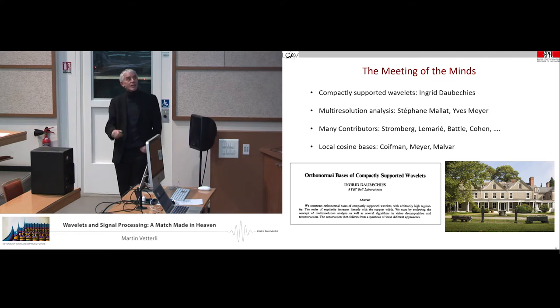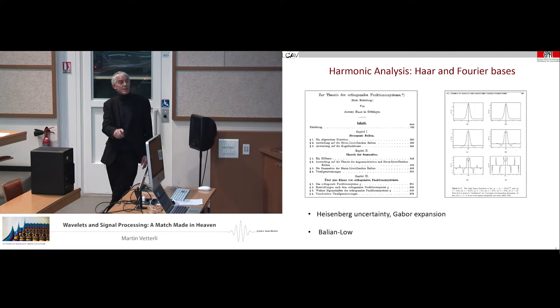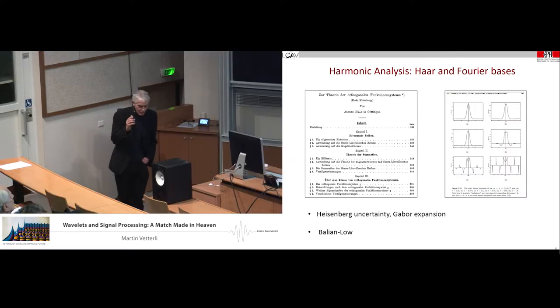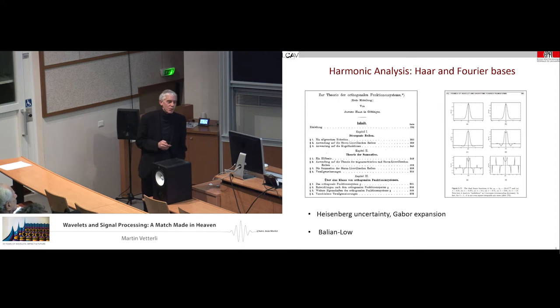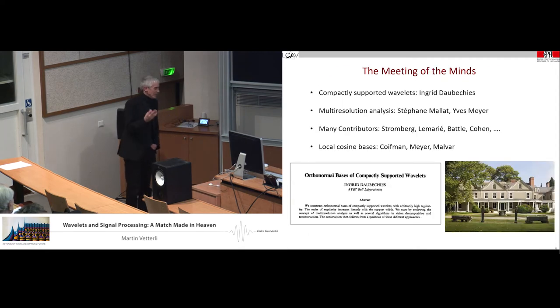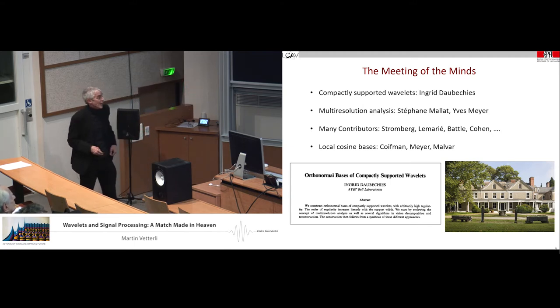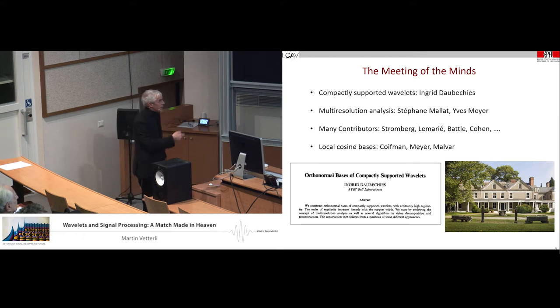And in parallel, local cosine bases, which were a little bit surprising, given that there was this negative result of Balian-Low. It was surprising that the only trick you needed was to go real. Let's be real, and you get cosine bases, and they were independently done by people in harmonic analysis and by signal processing people, Henrique Malvar.